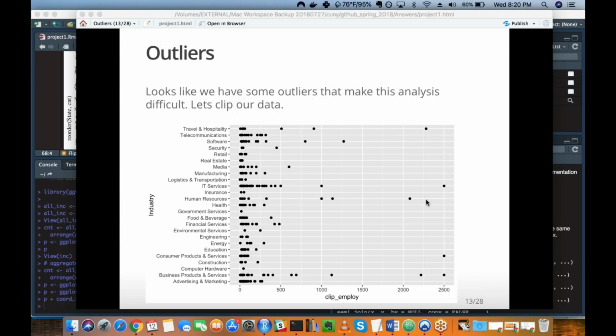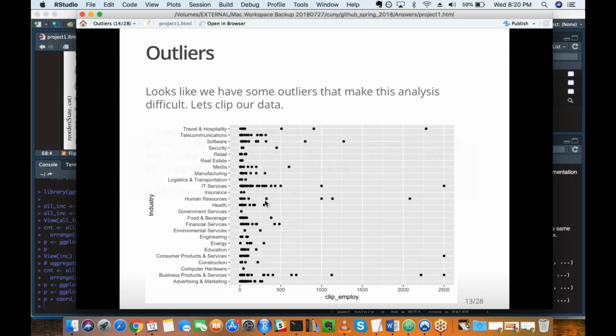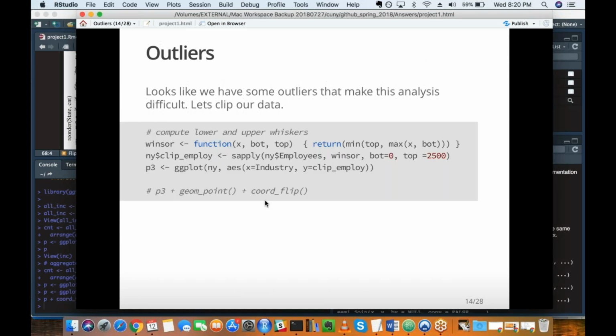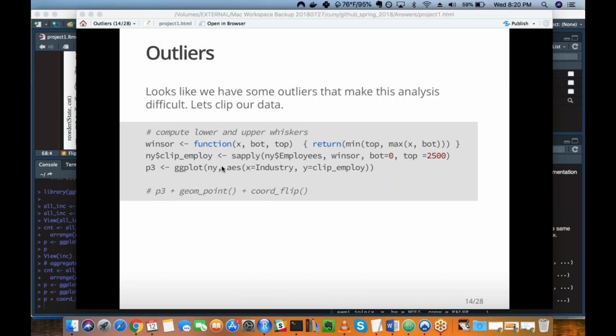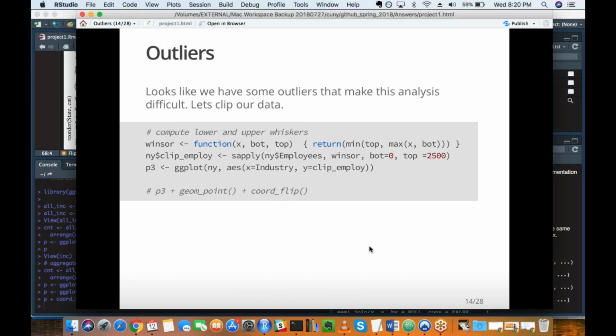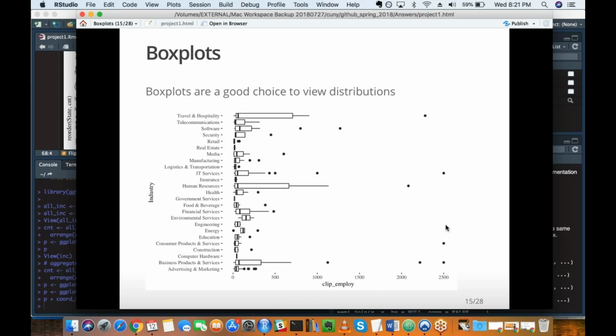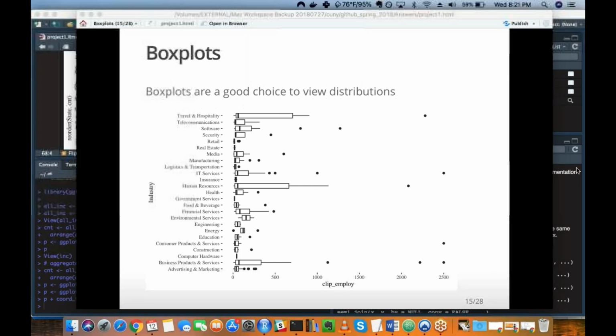And Chunhui mentioned in the chat, Albina as well, that they used box plots. So this is just showing what I ended up doing to clip the data. I'm just setting my top and bottom here. But you could see box plots really were sort of the way to go with this sort of data. So box plot, yeah.